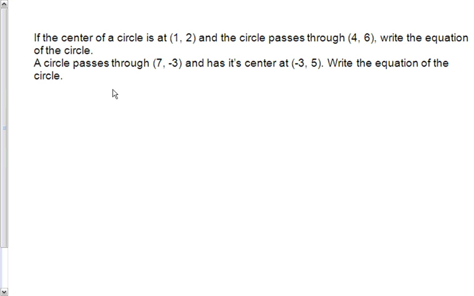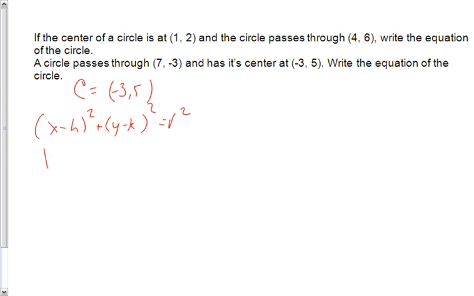A circle passes through (7, -3) and has a center of (-3, 5). Find the equation of the circle. Well, we know the center is (-3, 5), so that'll help us. We're going to use our standard form: (x - h)² + (y - k)² = r².